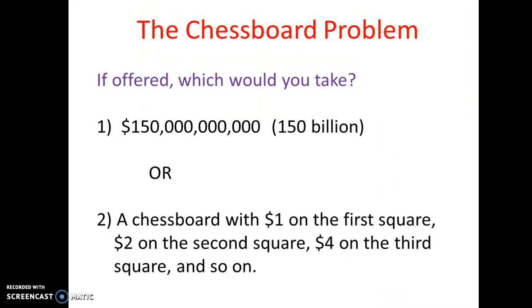Let's begin with a classic problem. If you were offered, which would you take? 1. $150 billion, or 2. A chessboard with $1 on the first square, $2 on the second square, $4 on the third square, and so on. So basically you're doubling the amount on each square. A chessboard, I believe, is 64 squares. Right? Ponder that, make your choice.